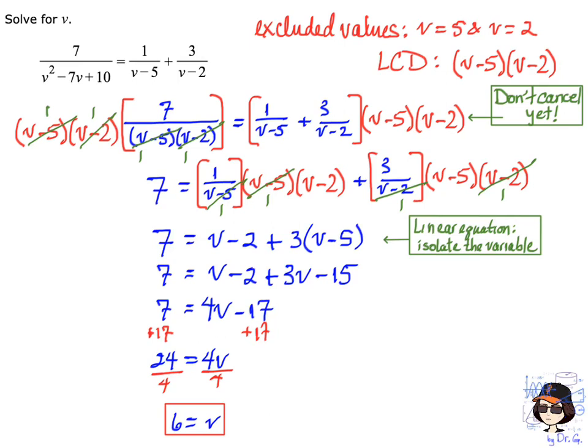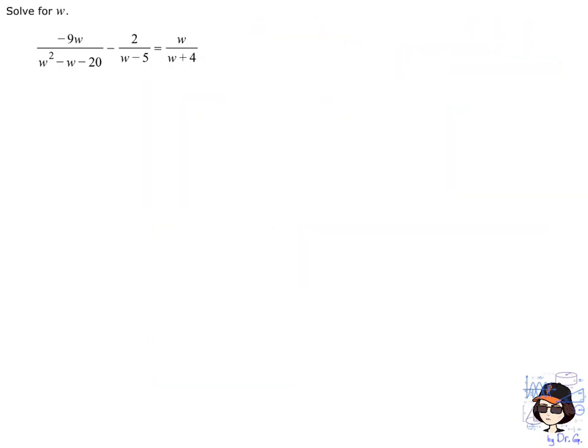Okay, so let's look at the next example. This one says solve for w, and we have negative 9w over w squared minus w minus 20, minus 2 over w minus 5, equals w over w plus 4. So we can't write down excluded values until we make sure every denominator is factored. So we do have a quadratic in one of our denominators, and it looks like we can factor that. It looks like that will factor as w minus 5 times w plus 4. And then I can just rewrite the rest of the equation.